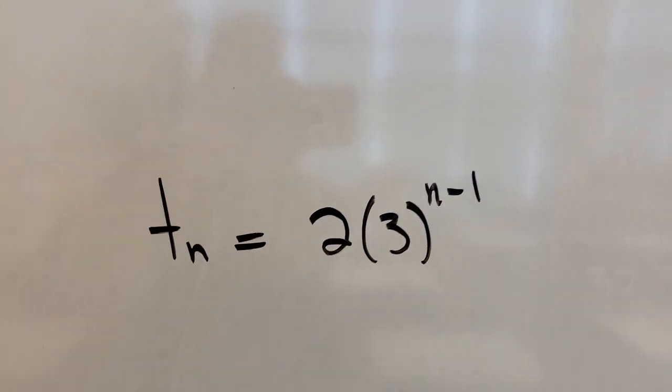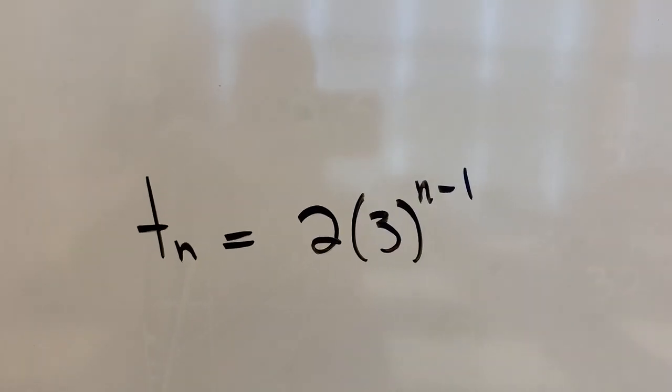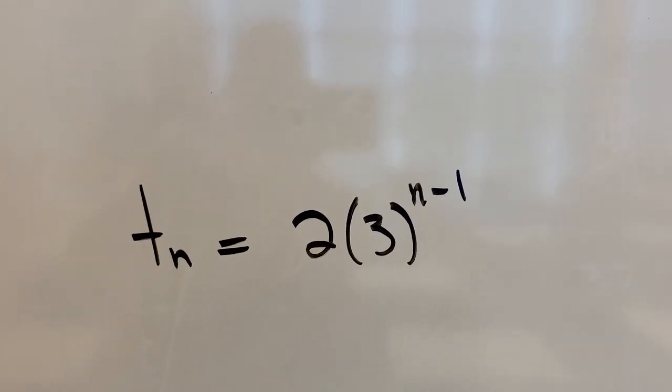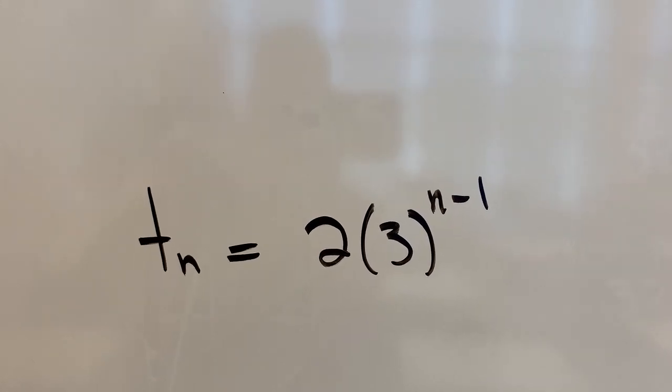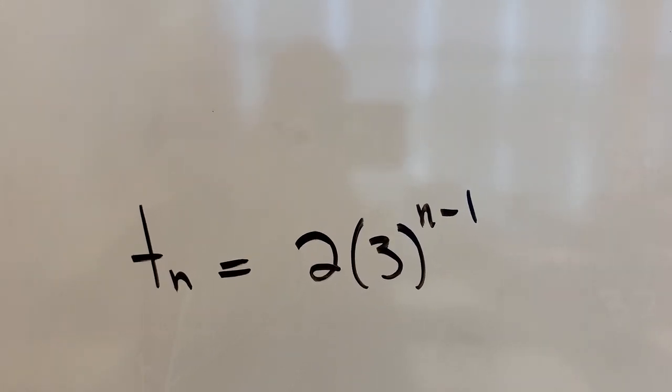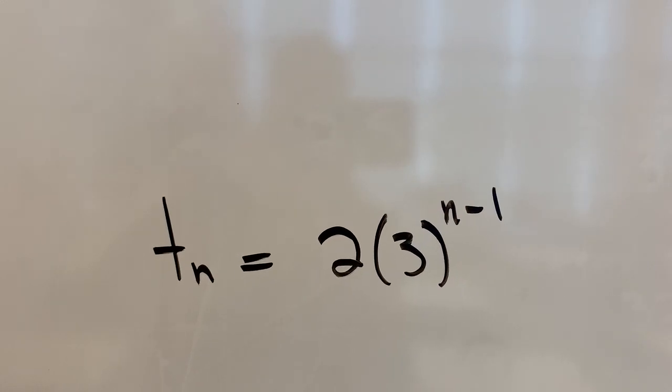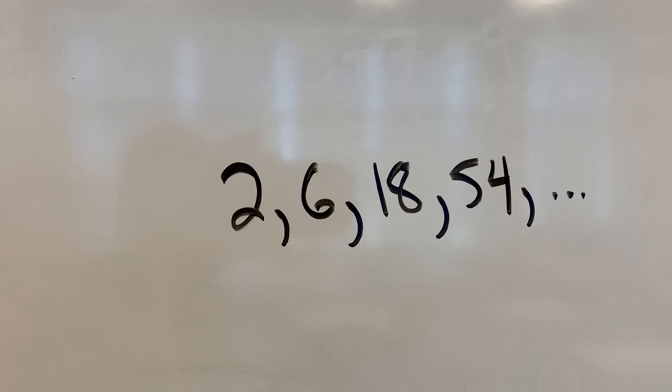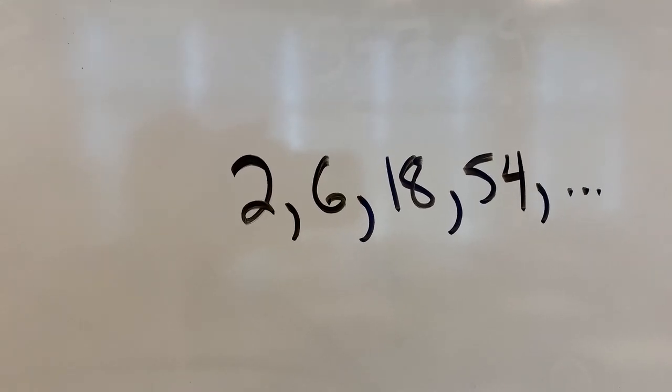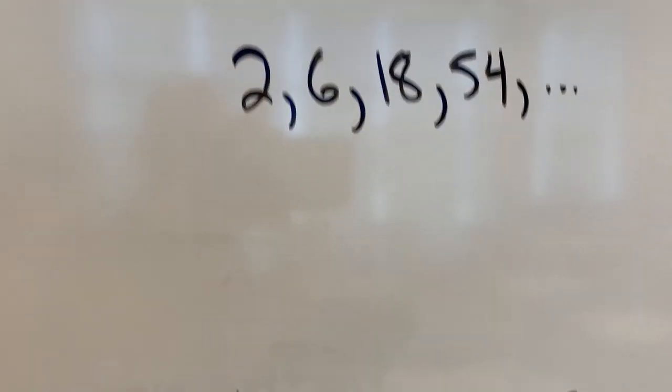So if somebody asked me for term 10 in this sequence, I could let n be 10 and figure out, oh, what's 3 to the 10 minus 1, and then multiply that by 2. And rather than listing out 10 numbers in the sequence, I could skip right to the 10th number in the sequence.